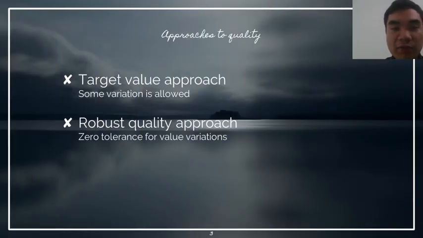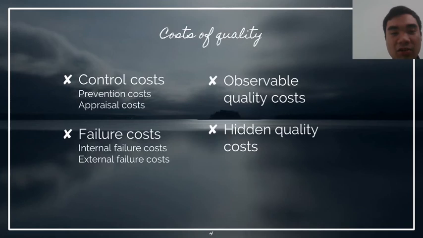Next, we have two approaches of quality. The first one is the target value approach, where the product can have some differences in design as long as it is within the contained limit. Whereas in the robust quality approach, there is zero tolerance for value variations. Each product must be exactly the same as the designs, without any difference. After that, we have the costs of quality.